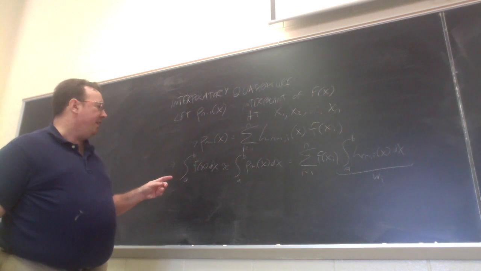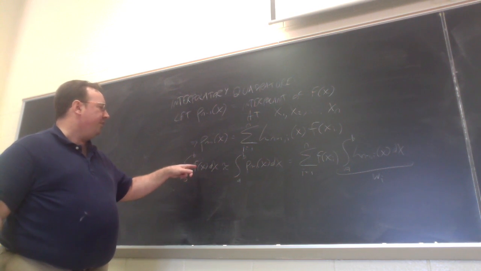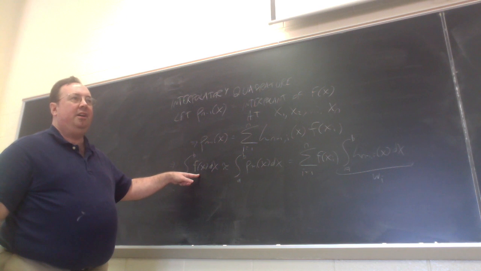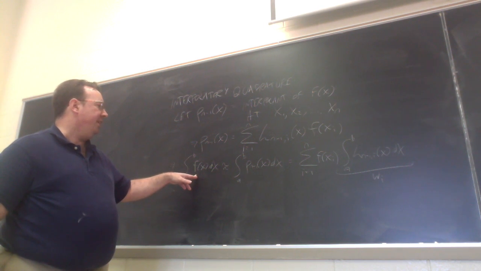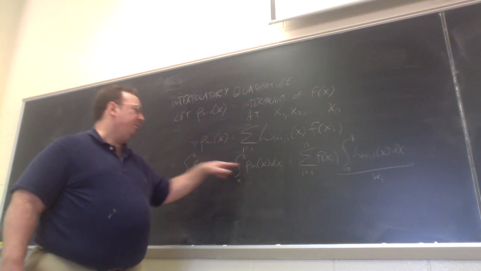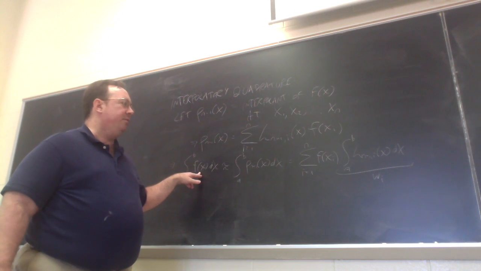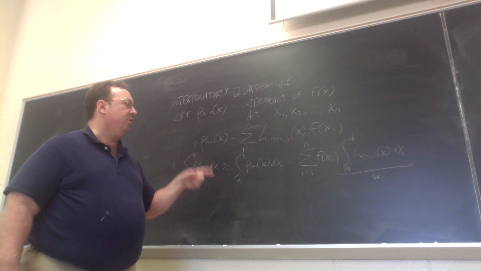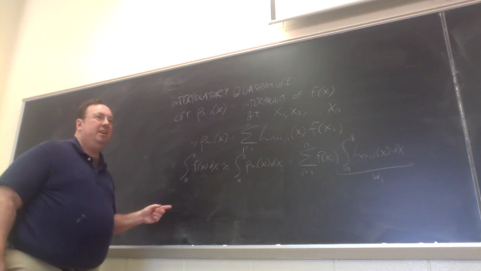Now suppose that f actually is a polynomial itself of degree n minus 1 or less. Then the interpolant will be the same as f. It'll be exact. Therefore, this quadrature rule will integrate f exactly in that case.